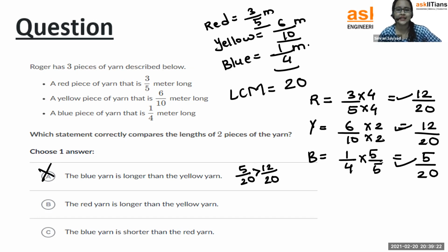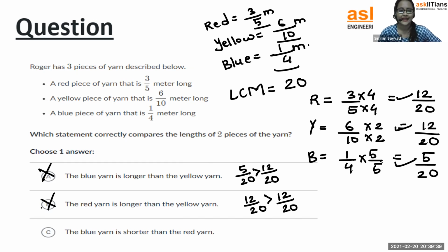The red yarn. What is the red yarn? 12 by 20 is longer than the yellow yarn. Yellow is also 12 by 20. This is also incorrect. They are not greater than or less than, they are strictly equal.